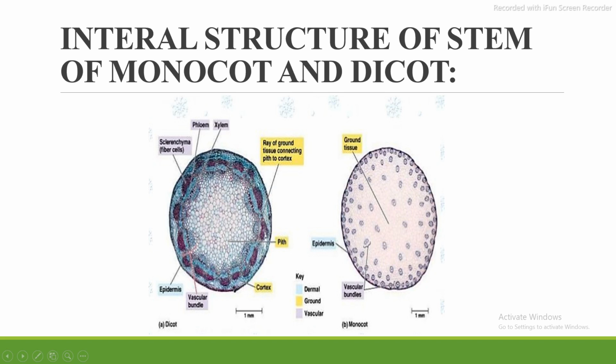On the other hand, the monocot internal structure of the stem includes this ground tissue, this epidermis, and these are the vascular bundles as shown in the figure.